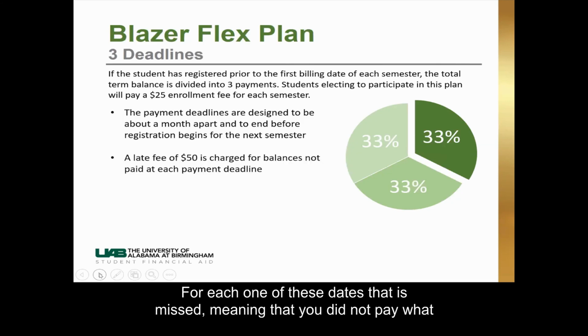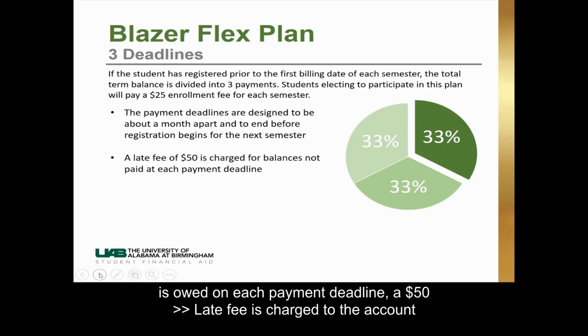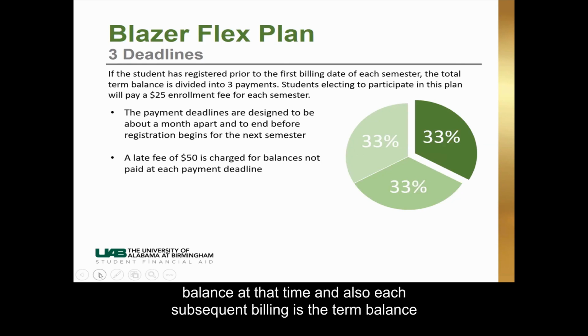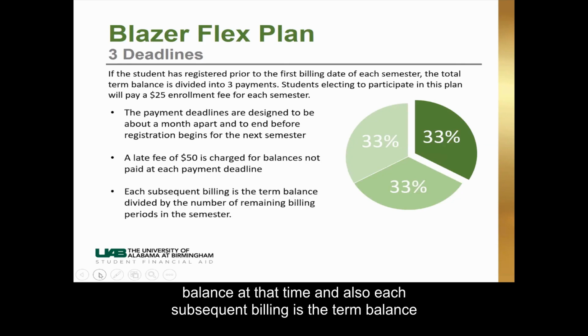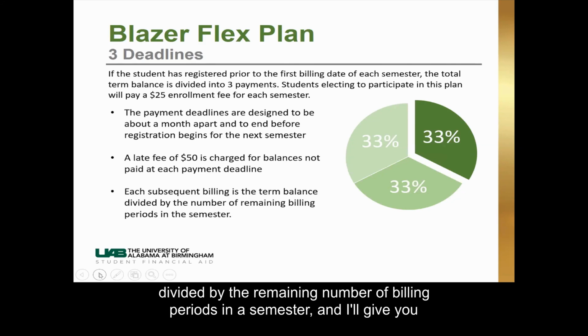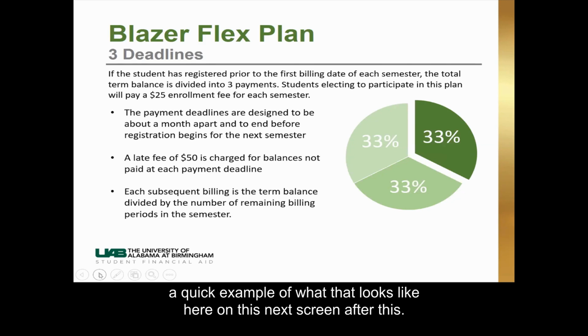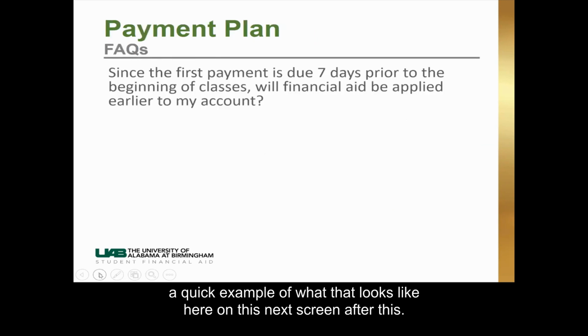They're designed to be about a month apart, and they're going to end before registration begins for the next semester. For each one of these dates that is missed, meaning that you do not pay what is owed on each payment deadline, a $50 late fee is charged to the account balance at that time. And also, each subsequent billing is the term balance divided by the number of remaining billing periods in a semester, and I'll give you a quick example of what that looks like on the next screen.